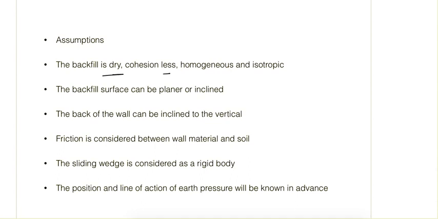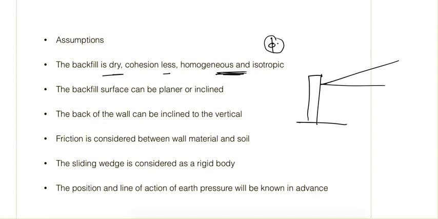Backfill is dry, cohesionless, homogeneous and isotropic. So this is similar to Rankine's theory. It was first developed for cohesionless soil, and then it was also considered for cohesive soil. The backfill surface can be planar or inclined. So if this is the wall, the backfill surface can be like this also, or it can be inclined. We can consider any of that.